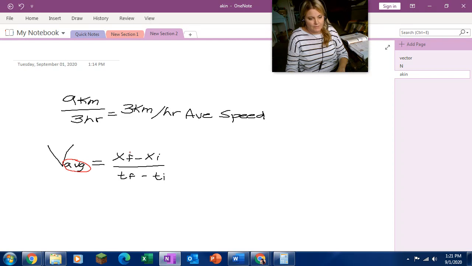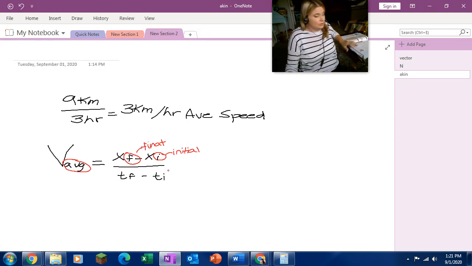The other ones we have are letters. F represents final, and I represents initial. So you'll see these denotations to help you key in on which data points you're actually looking at. This is our final position minus our initial position divided by our final time minus our initial time.